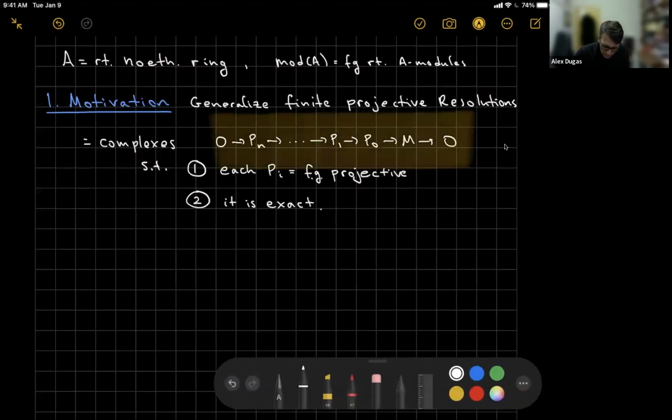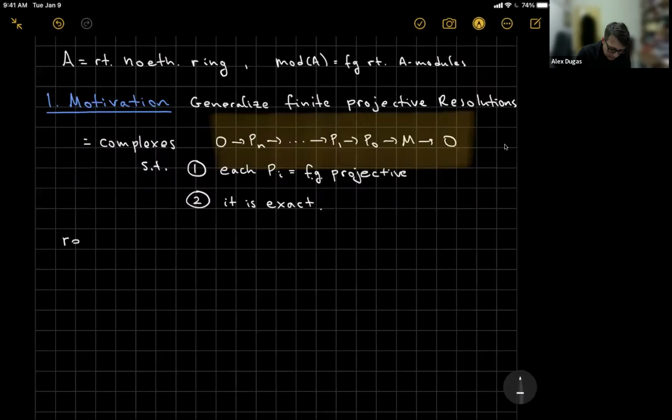So there are a couple of options for generalizing such a resolution. One possibility is that we relax condition 1. And in this case, we get resolutions by non-projective modules or by other modules.